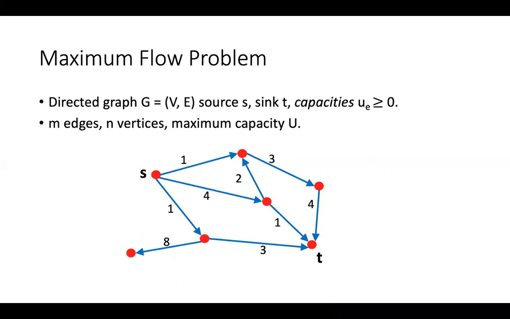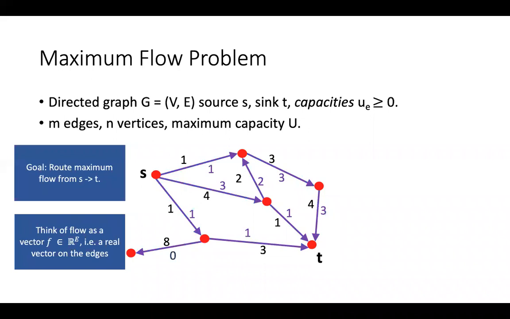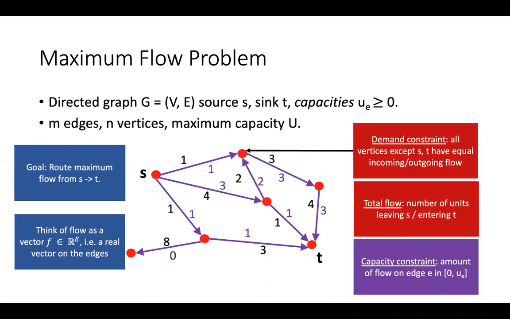In the picture, we have an example graph with a source S and a sink T, directed edges, and the capacities are listed. The goal of the maximum flow problem is to route a flow on the graph, where a flow we can think of formally as an assignment of a real number to the edges of the graph. This flow needs to satisfy several properties.